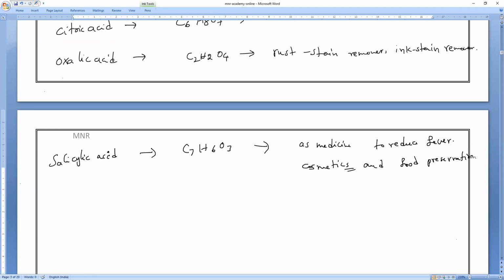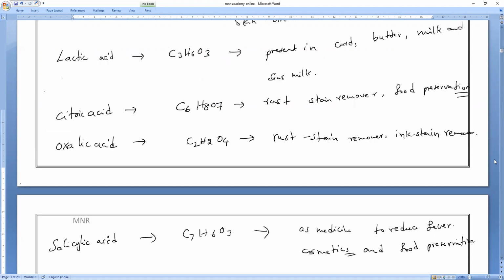So that is all about it. Anybody having any doubt, you can ask me. This is the importance of acids and their formulas. Everybody clear? Understand? So this is about acids, their properties and their uses. If you are clear, we'll proceed with the next one. So acids are over. Then what is the next one, guys? Base.